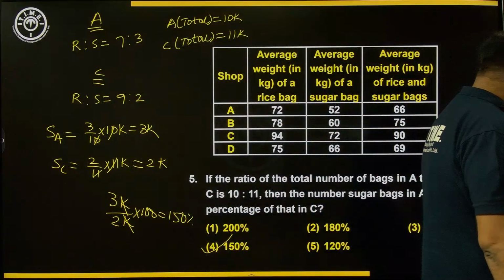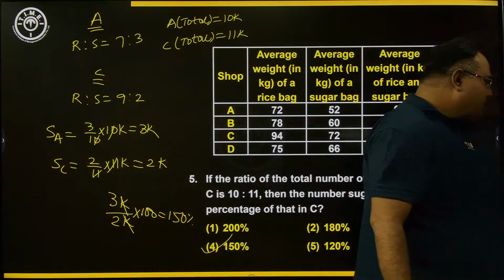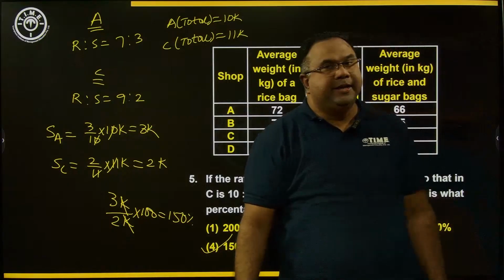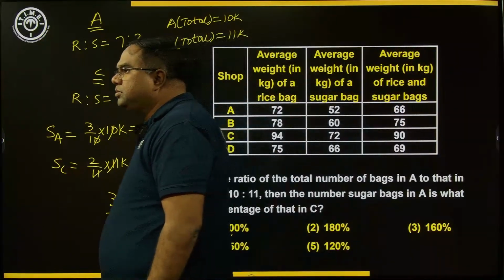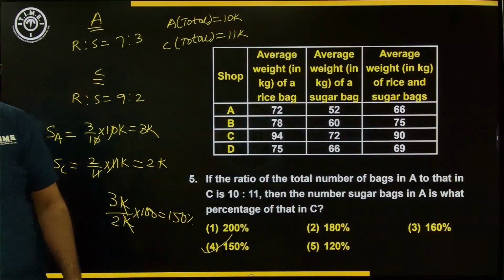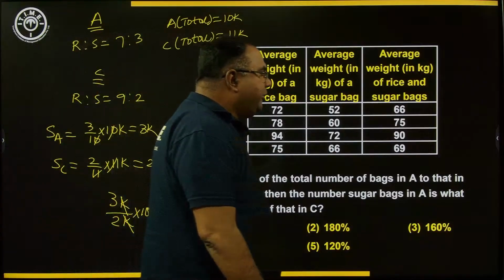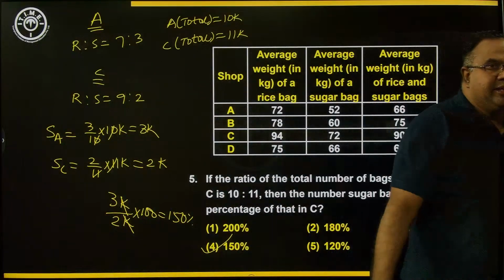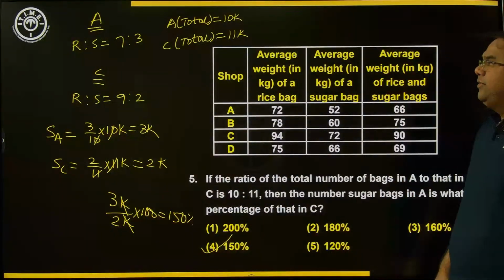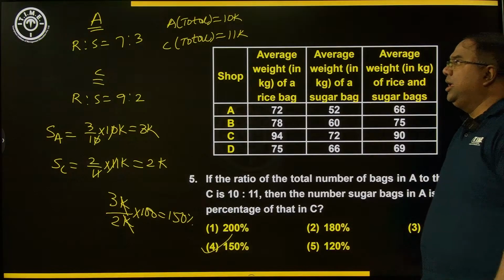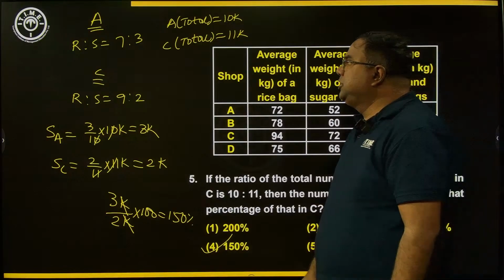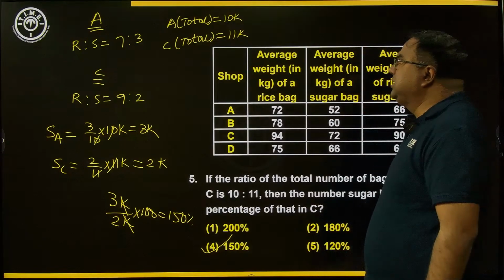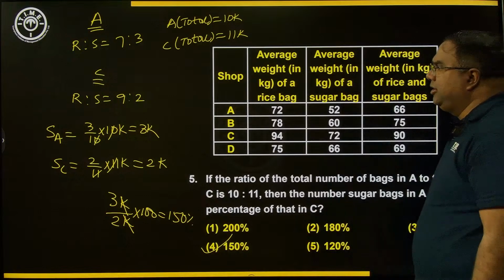Correct answer, Chandana. Good. Right? Hope it is clear to all of you. I'll stand here, you can make a note and see the solution. Already from the previous questions, I got A, rice is to sugar, and C, rice is to sugar. We know A total and C total. So we calculated here and got the answers.